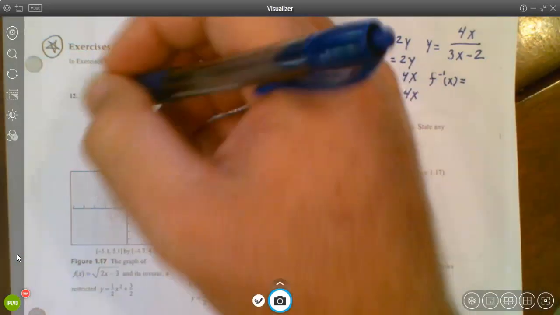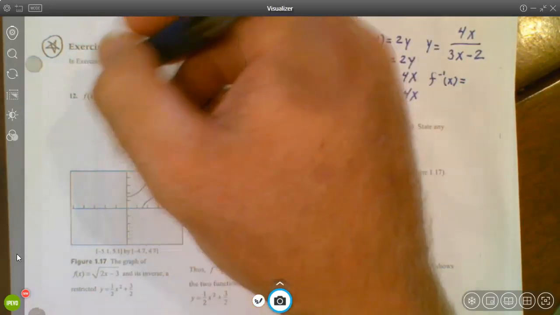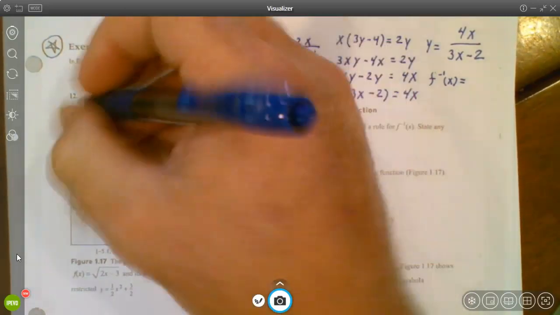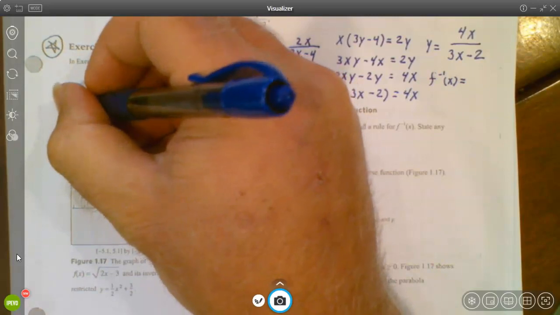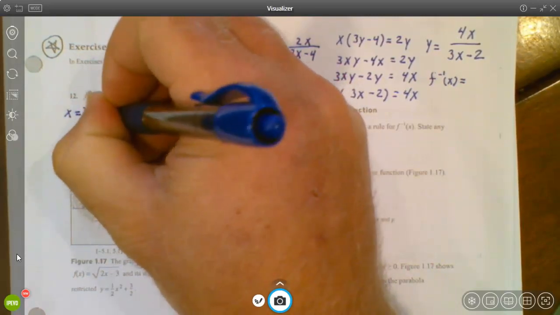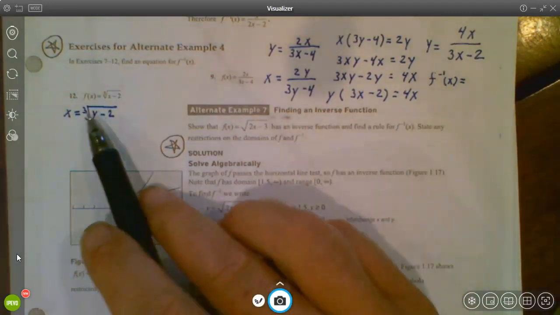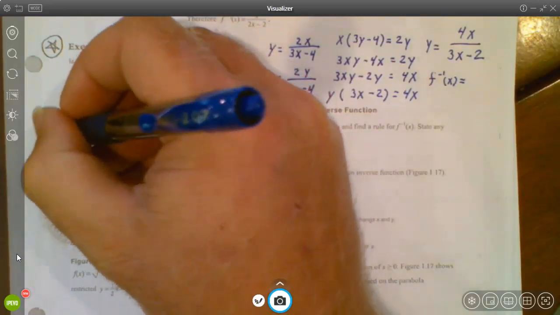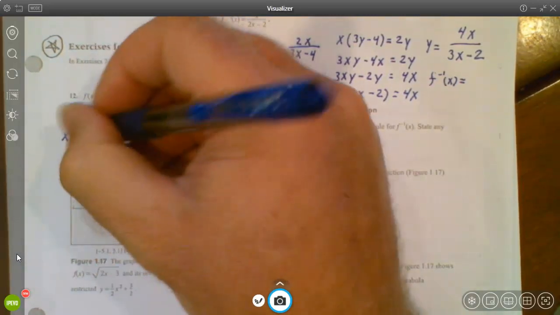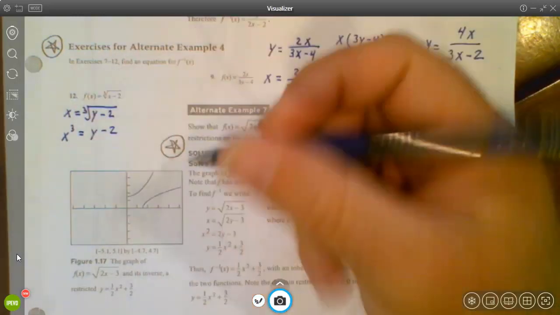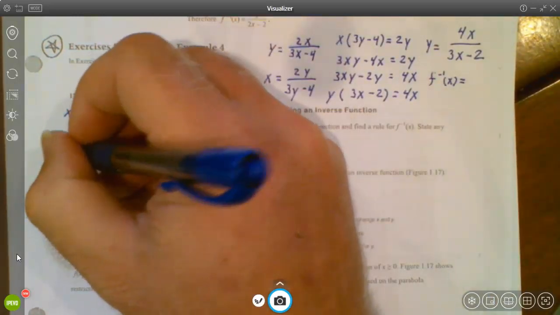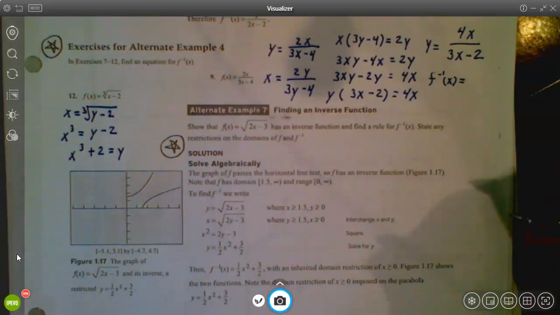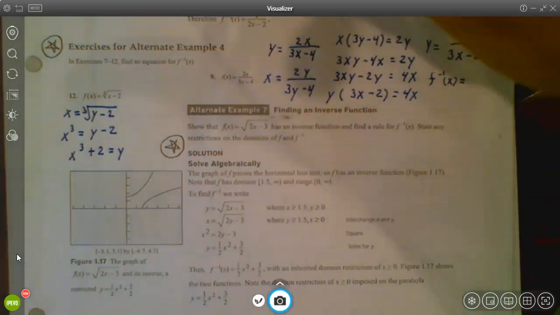Last one over here. Let me give you one that's just a little bit different. So again, I'm going to switch my x and y's. So we're going to say x equals the cube root of y minus 2. And then now I need to get y by itself. So how do we get rid of that cube root? We're going to raise both sides to the third power. So it's going to say x to the third equals y minus 2. And then last thing, just add that 2 over, and we're good to go. And that would be our inverse. So that's how you find an inverse algebraically.